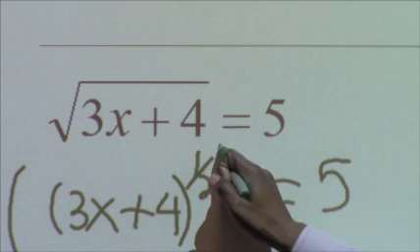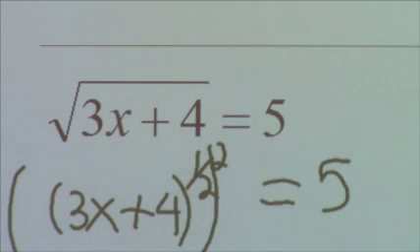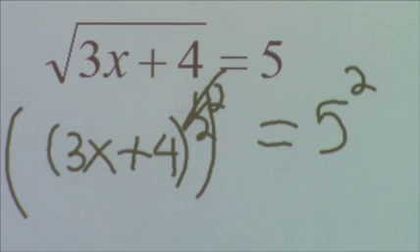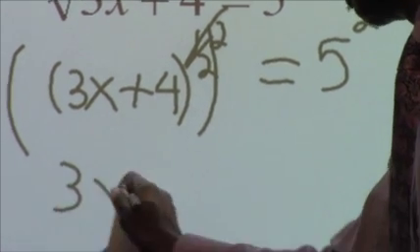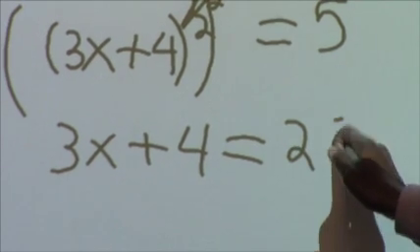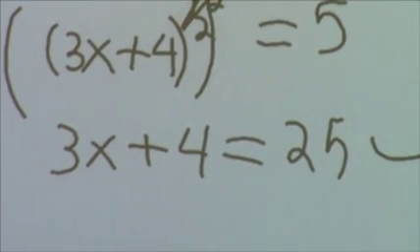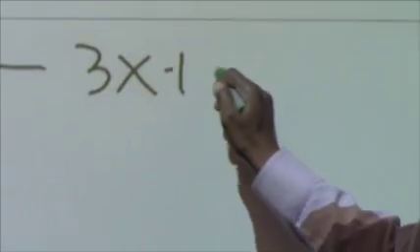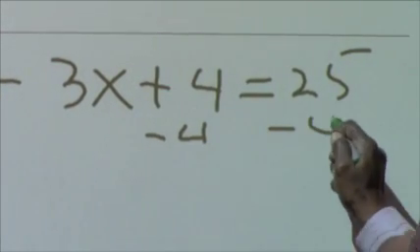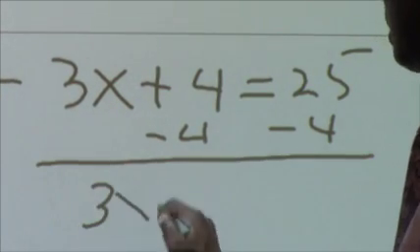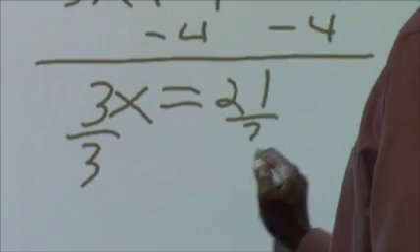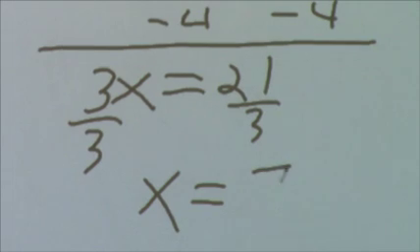So if I square this, let's say I have to do the same thing to the other side. And half, those will cancel. I'll be left with what? 3x plus 4 equals to 5 squared, which is what? 25. And then I can come over here and do 3x plus 4 equals to 25 minus 4 minus 4. I have 3x is equal to 21 divided by 3 divided by 3. X is equal to 7.